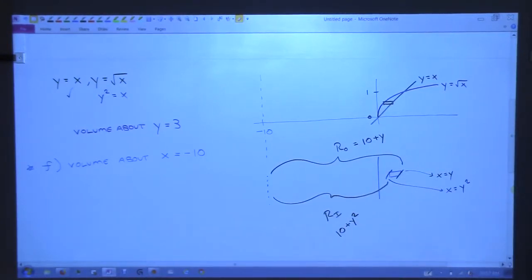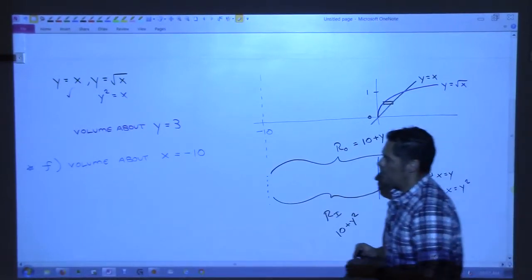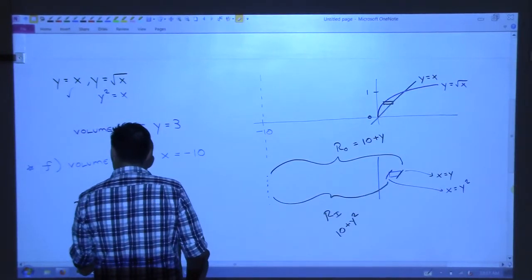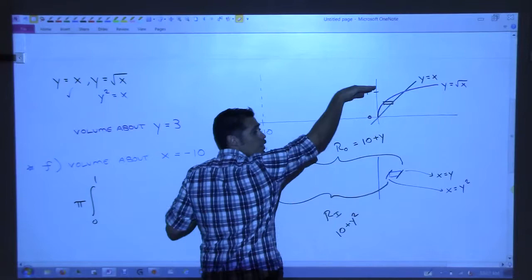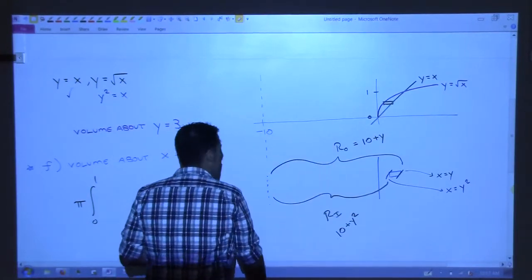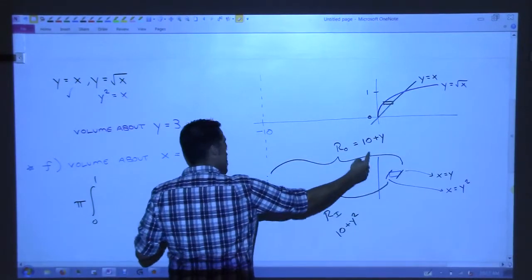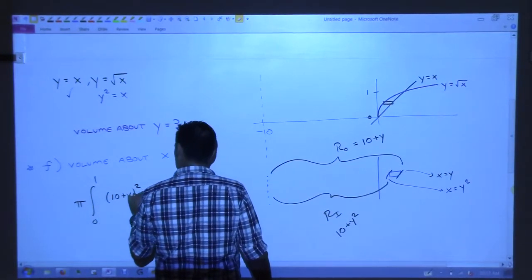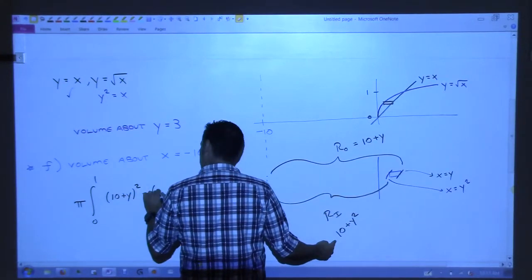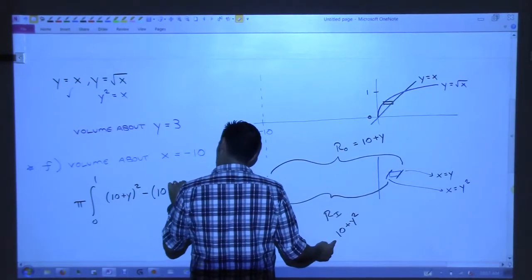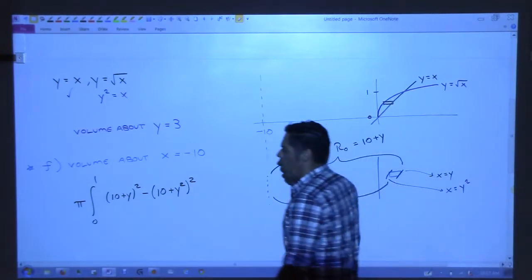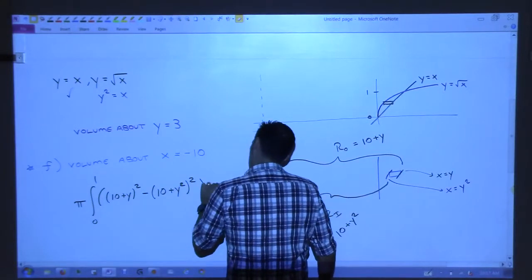And then it's just the same setup, right? Pi, integral, 0 to 1, but that's 0 to 1 this way, right? Yeah. Okay, and then outer radius squared, (10 plus y) squared, minus inner radius squared, (10 plus y squared) squared, and then all of that dy. There we go.